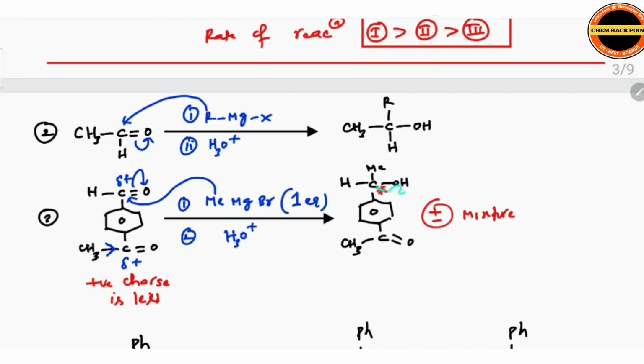As it is a chiral carbon, where the carbon is attached to 4 different groups, here you will get an optically inactive racemic mixture, a plus-minus mixture. Plus is the dextro isomer, minus is the levo isomer. A mixture of these two will give a racemic mixture, optically inactive overall.